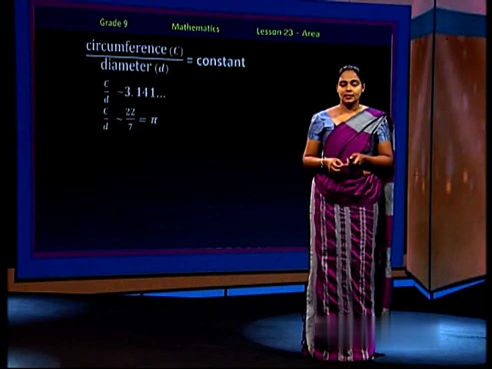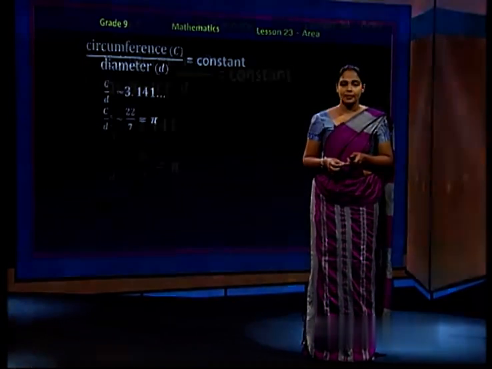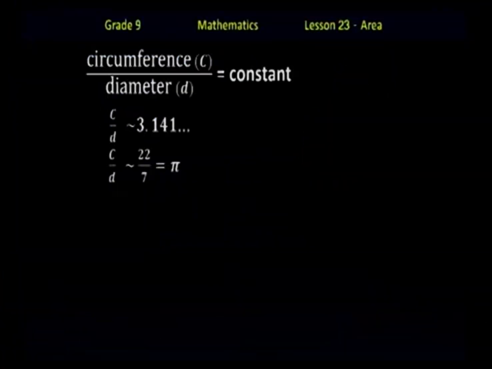Then in maths, we are using the symbol now represented on the screen. It is used to show C over D. It is pi, a Greek symbol, and a popular symbol in maths. The value is given as 3.141 or 22 upon 7.